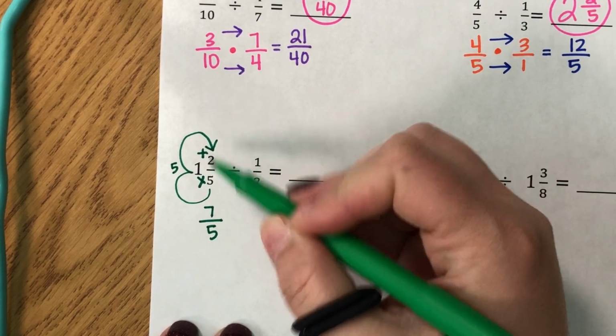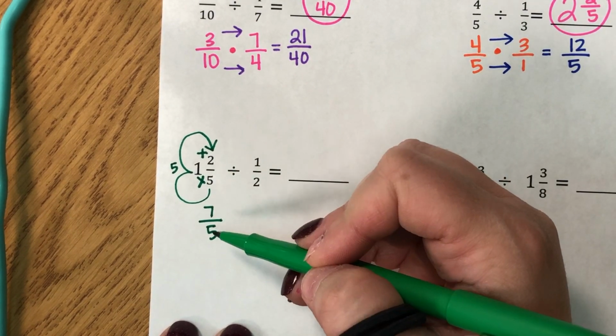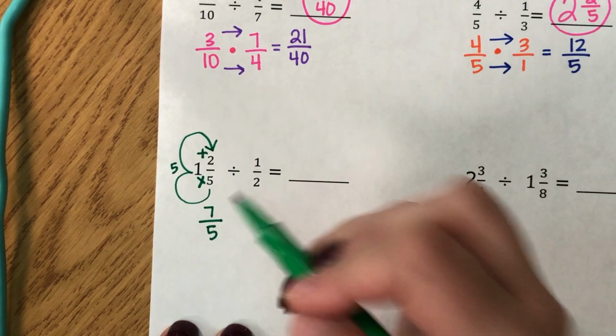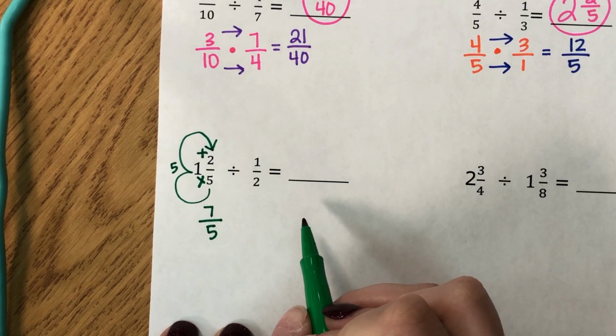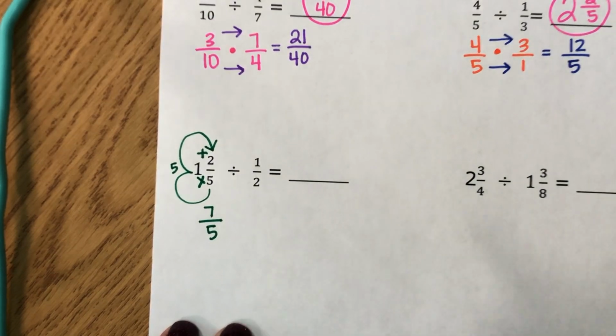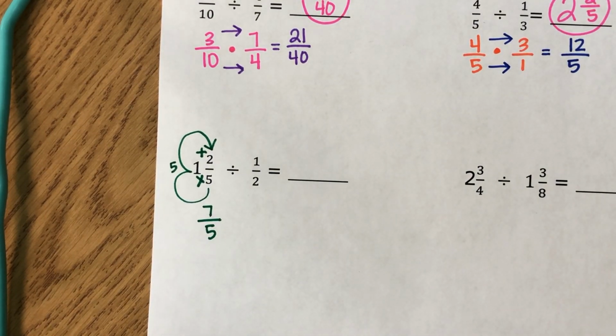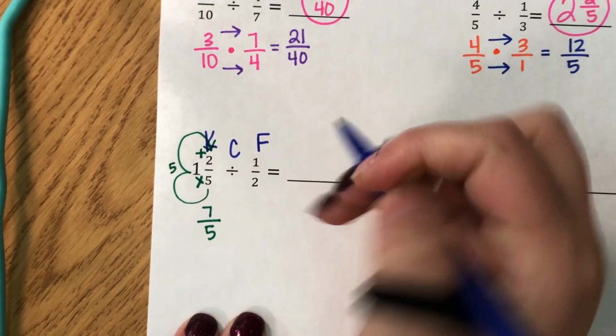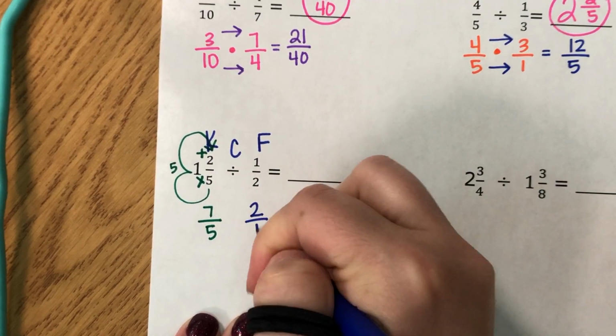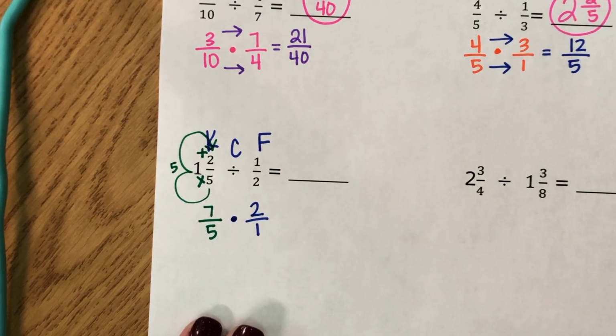I haven't changed anything. These are equivalent. They are equal. Okay, I just Texas popcorned it to make it look like an improper fraction so that we can easily keep it, change it, flip it, or top times top, bottom times bottom. Okay, so then I need to go and keep it, change it, flip it. Okay, dividing fractions, don't ask why. Flip the second and multiply.